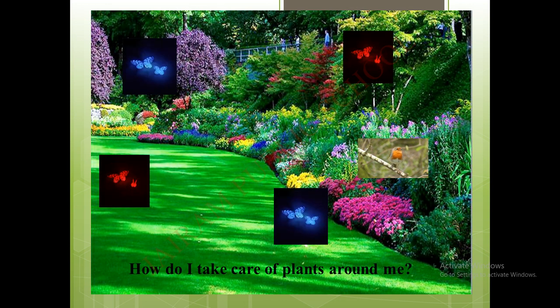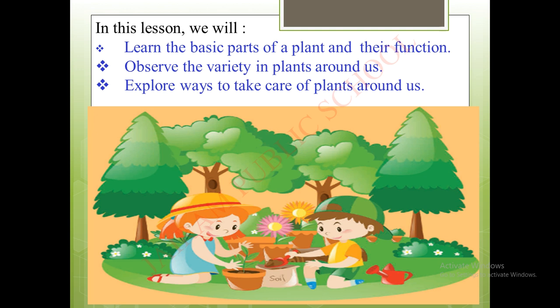As we all know that plants are very important for all living things, it is our duty also to take care of plants. Right. Now, in this lesson, we will learn the basic parts of a plant and their functions. Next, we are going to observe the variety in plants around us. Varieties means we are going to see different types of plants present on this earth. Next, we are going to explore the ways to take care of plants around us. So, these are the topics we are going to discuss in this lesson.